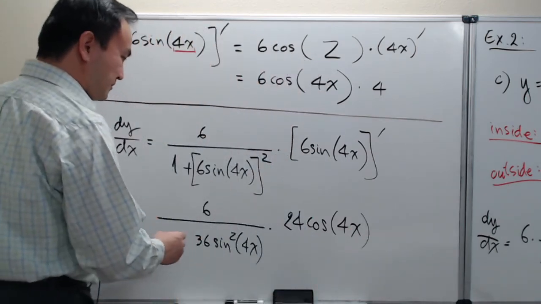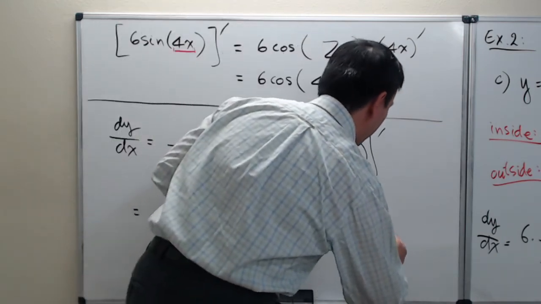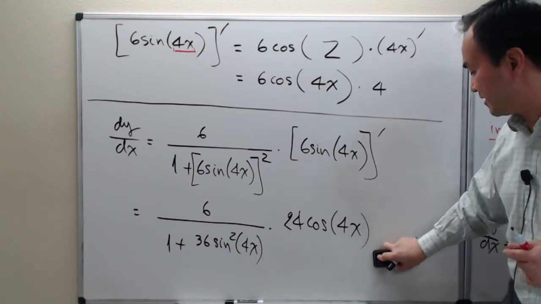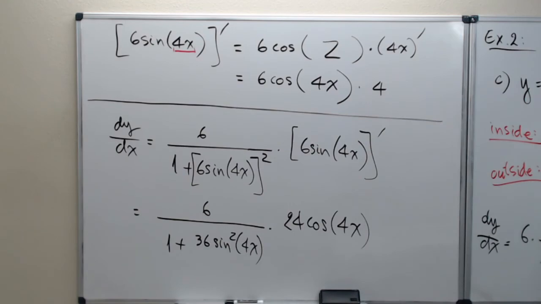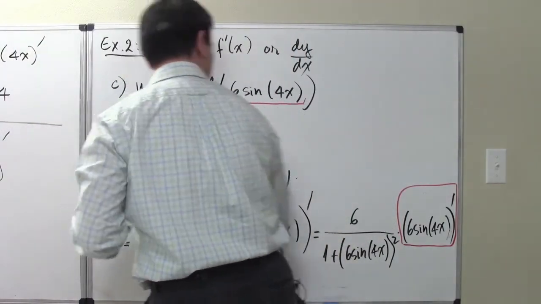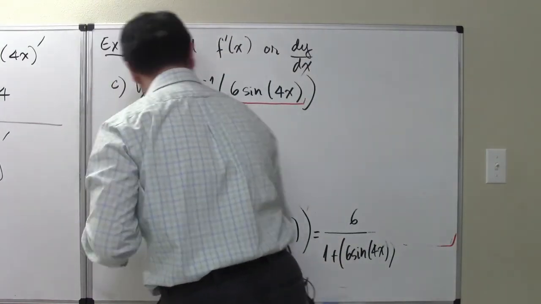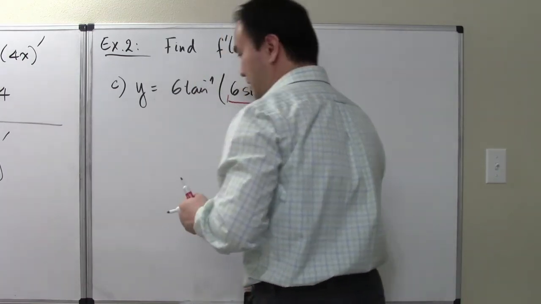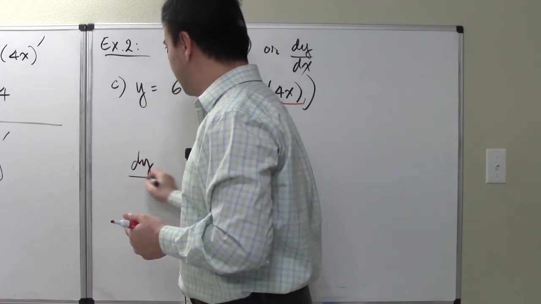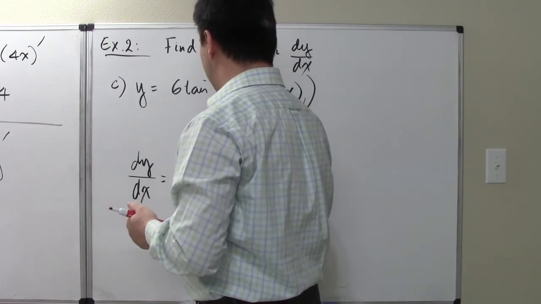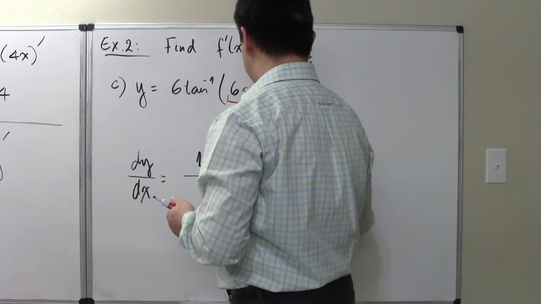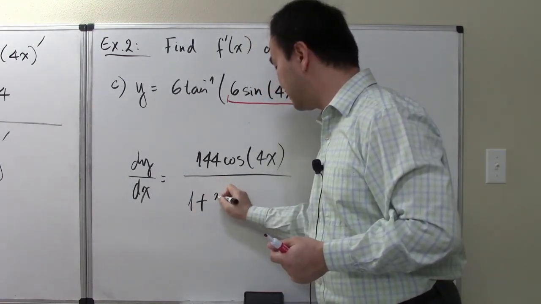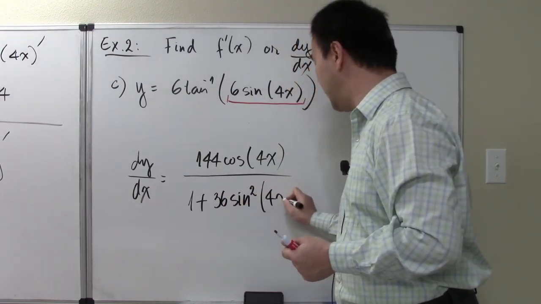Our final answer can come out easily. I'm a little narrow in space right here, so let me get back to the other board. All together, my final derivative: 6 times 24 is 144. Now we're looking at 144 cosine of 4x. All of that goes into the numerator of our fraction, and then all over 1 plus 36 sine squared of 4x in the denominator. And that's how we're done.